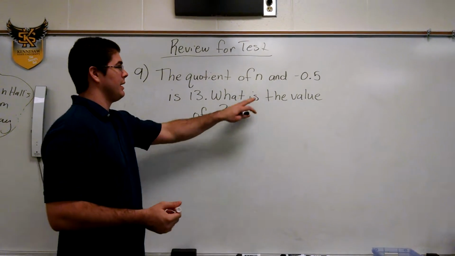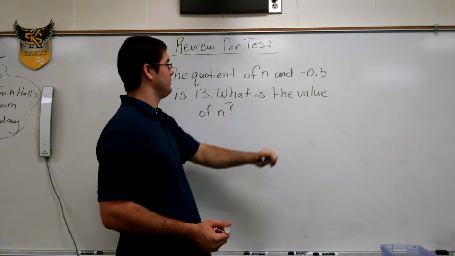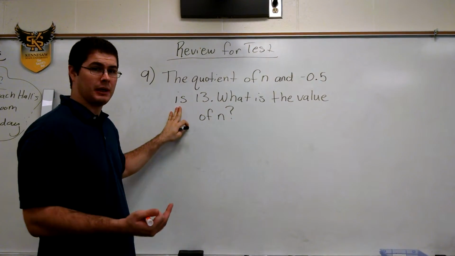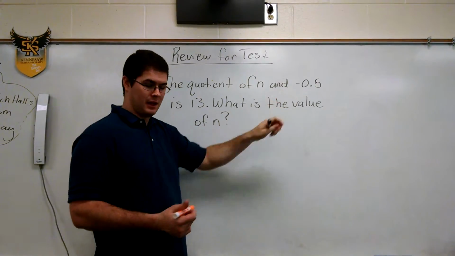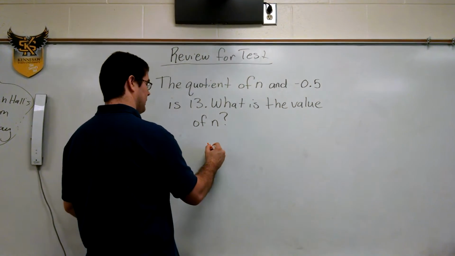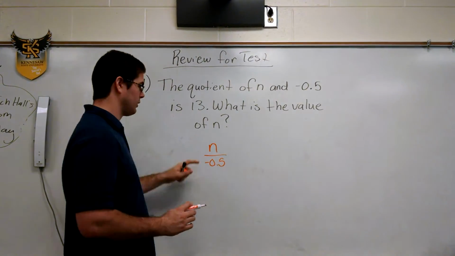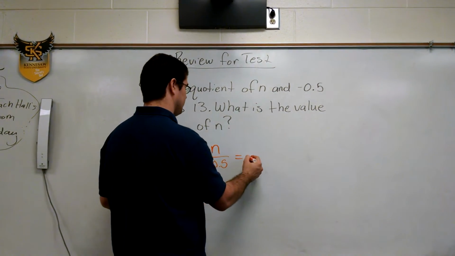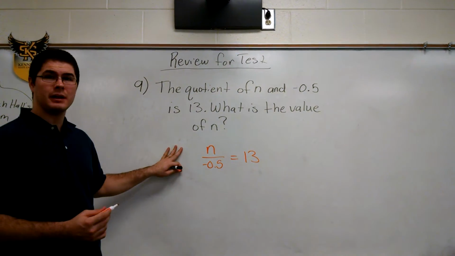First off, we need to go ahead and write an equation for the quotient of n and negative 0.5 is 13. Usually "is" just means you're going to put an equal sign there. And so the quotient of n and negative 0.5, as you may know, just means n divided by negative 0.5. So we went ahead and set up the equation.